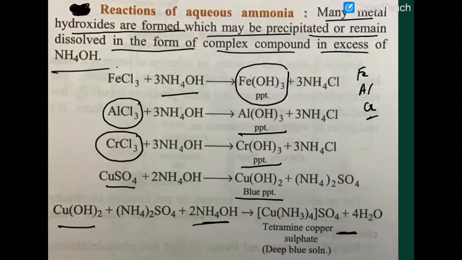But in case of copper, the PPT you obtained is soluble in excess of ammonia. Why? Because a complex has been formed, that is tetraammine copper(II) sulfate. Are you getting that in your mind now?